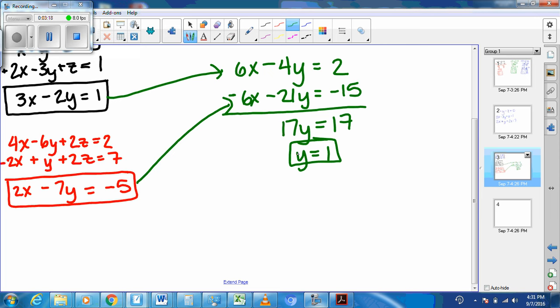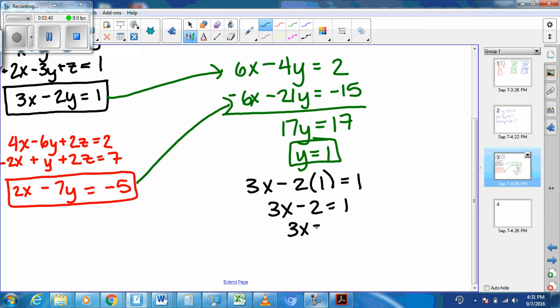So what I can do is take this y equals 1, and plug it into either of these 2 equations. I'm just going to plug it into this guy in black. 3x minus 2y equals 1. So 3x minus 2 is equal to 1. Add 2 to both sides. 3x is equal to 3. Divide by 3, I get that x is equal to 1. So from here, I have x and I have y. What I need is z.